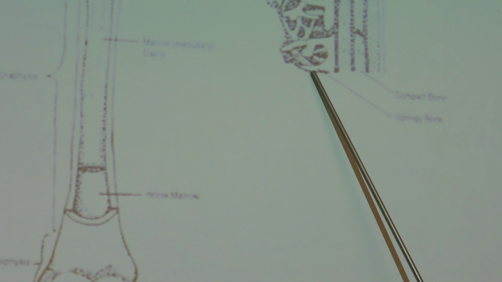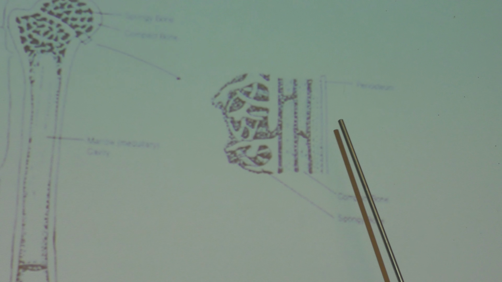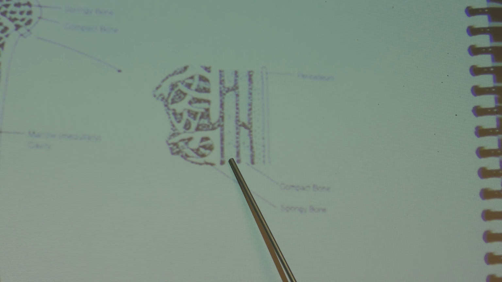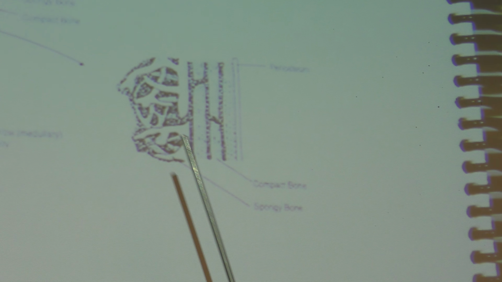Sometimes you'll have spongy bone inside compact bone, and there's a picture here where they're showing the very outside. You then have two or three layers of compact bone, and then we have some spongy bone that's growing into the inside here.